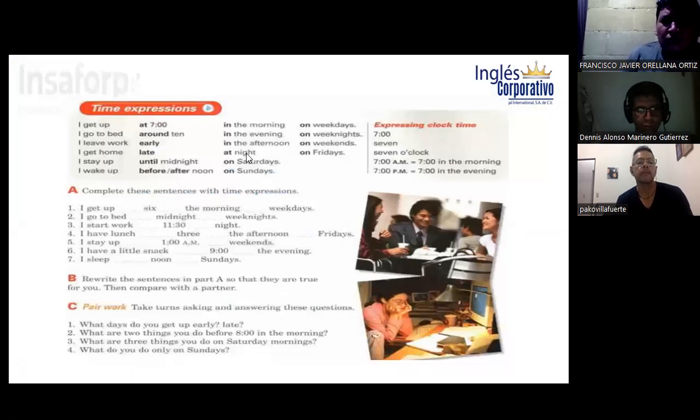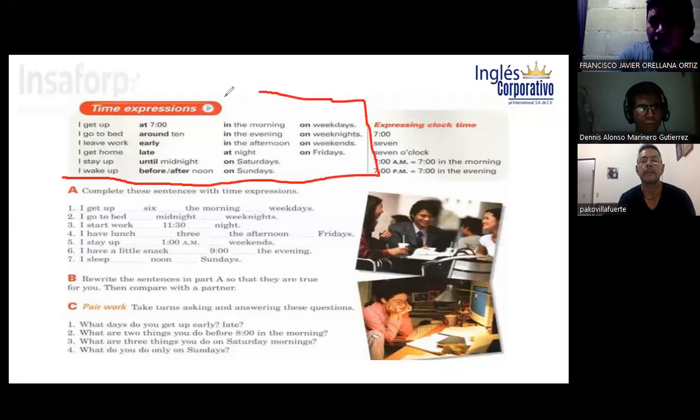Look at this one. The topic, in this case, is time expressions. And we have some sentences. I need a volunteer to help me read this information. Who wants to help me read it? Someone that says, me, teacher. Help me to read. Me, teacher. Thank you. Okay.